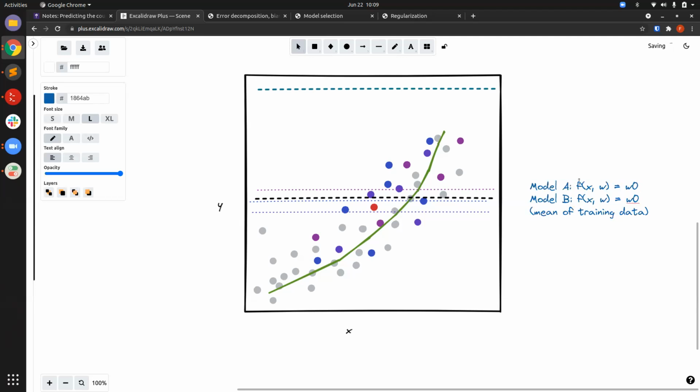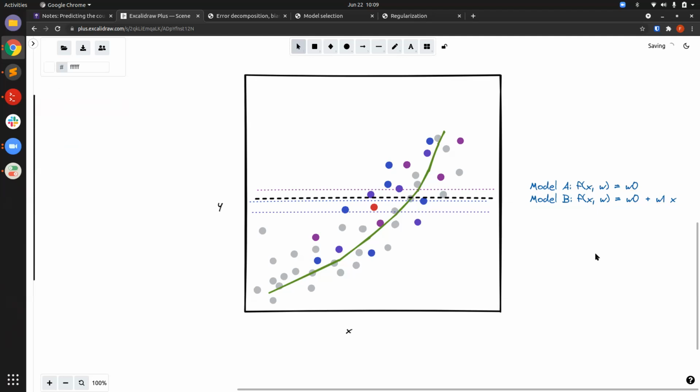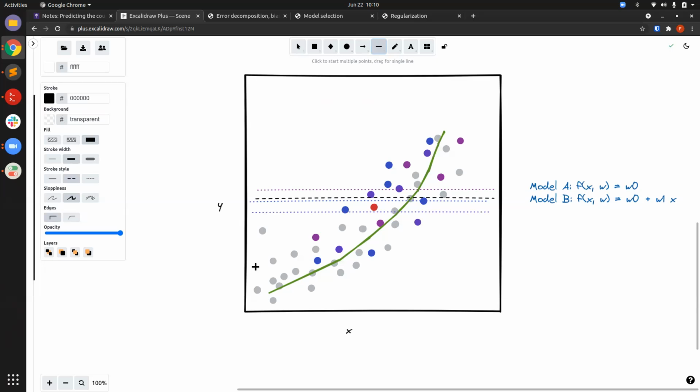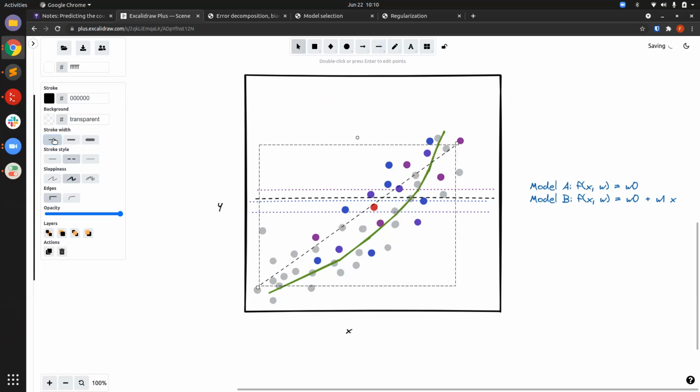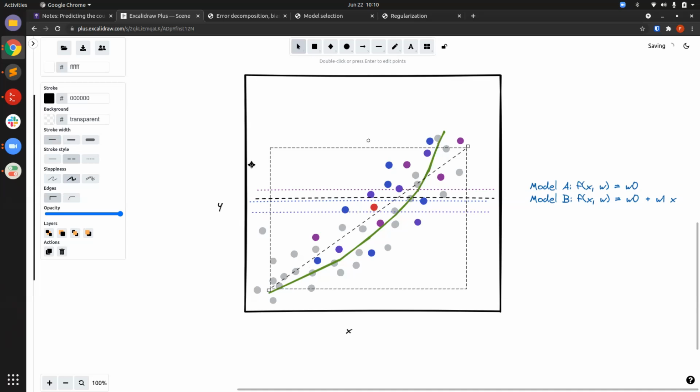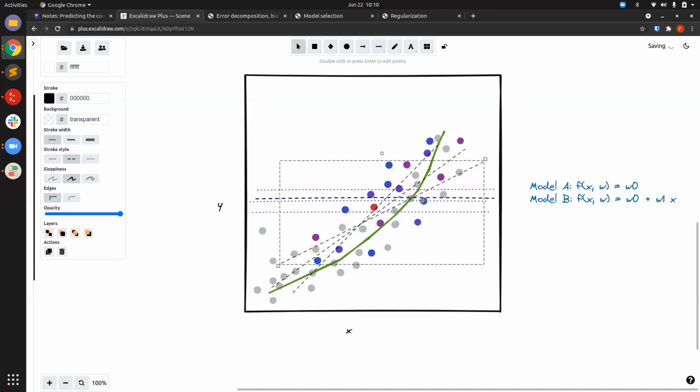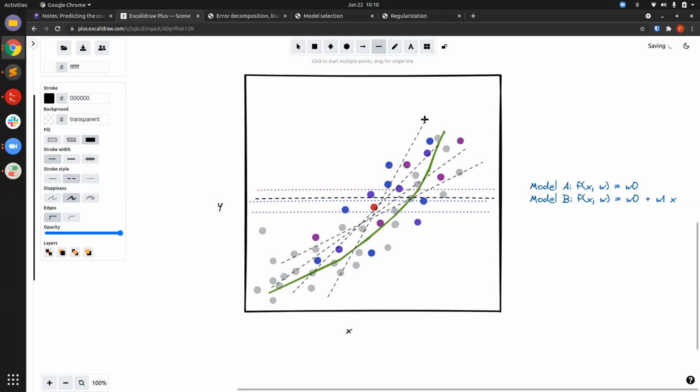Let's try another example. So now model A is the mean model, and model B is a linear model. If I train model B on different subsets of training data, I might get a bunch of lines. Let's draw some lines. Maybe one subset of training data will give me this line. Another subset will give me this line. Another subset will give me this line.